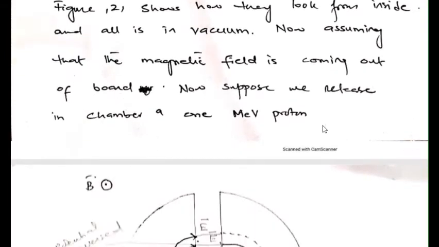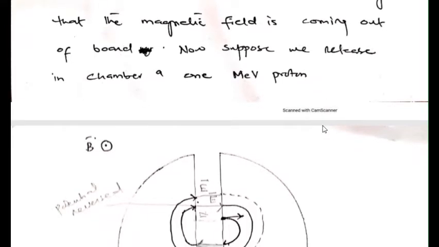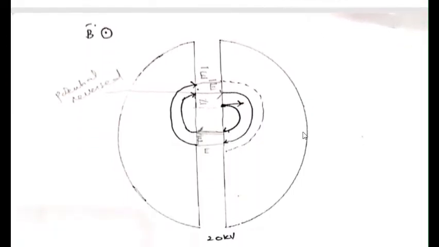Now assuming that the magnetic field is coming out of the board, or in our case out of the laptop screen, suppose we release a 1 mega electron volt proton in a chamber. So this is the figure of the cyclotron. These are the Ds, that is, two chambers placed side by side to one another.